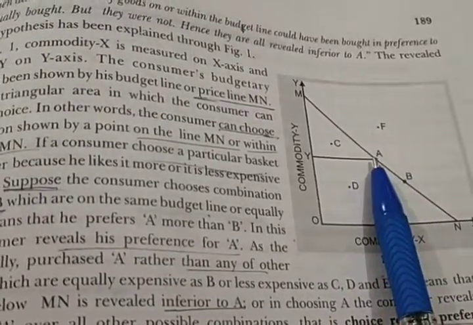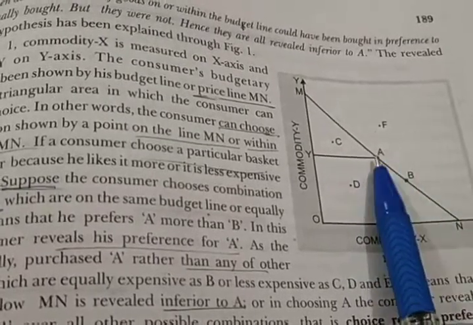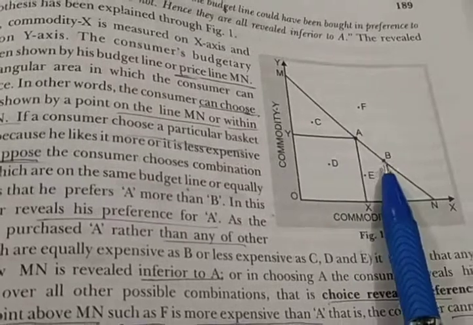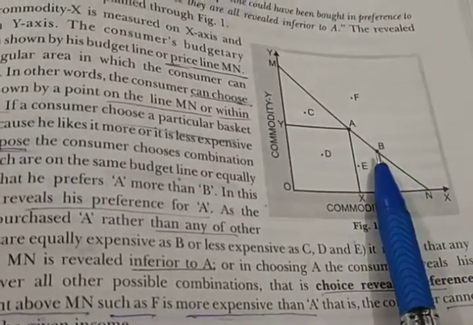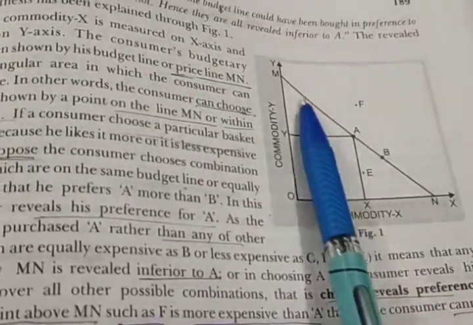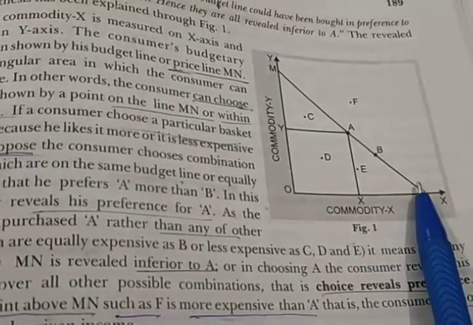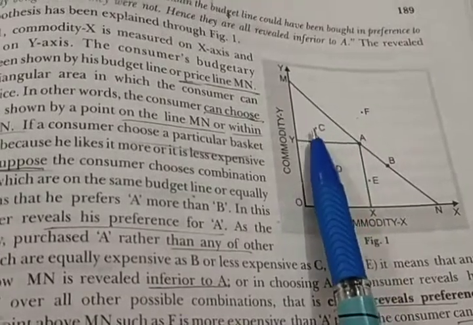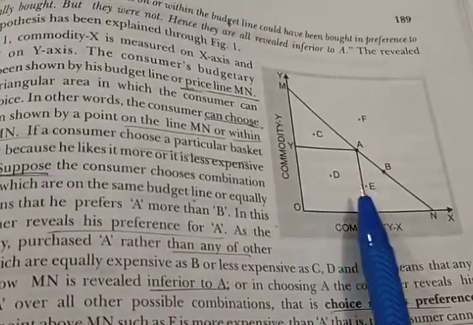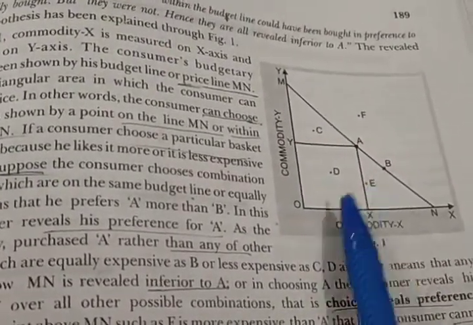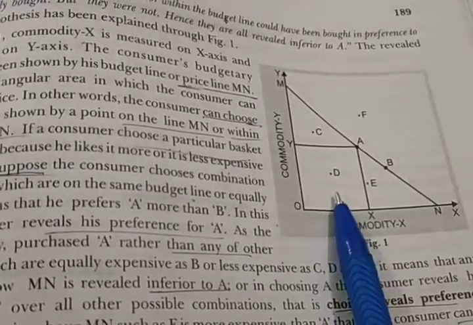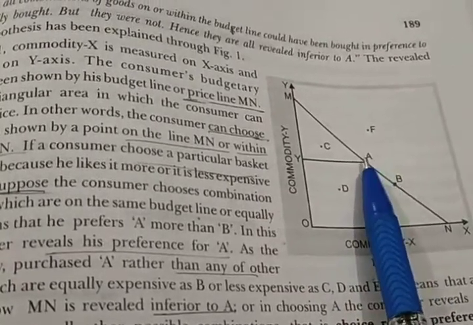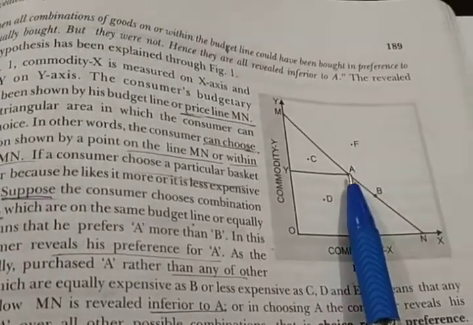Now Professor Samuelson is of the view that if he has chosen combination A, that means he is not choosing combination B which is lying on the price line or any other combination which would be on the price line. Similarly, he is not choosing combination C, D or E which is inside or below the price line, which he could have purchased. So this means that combination A reveals his preference.